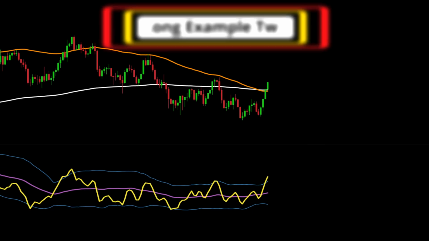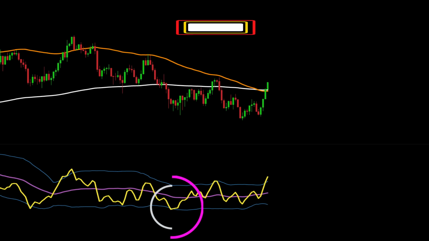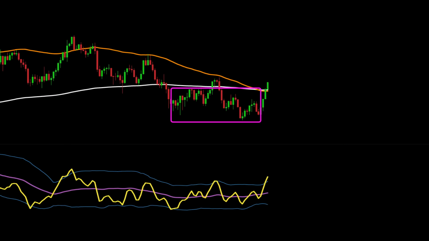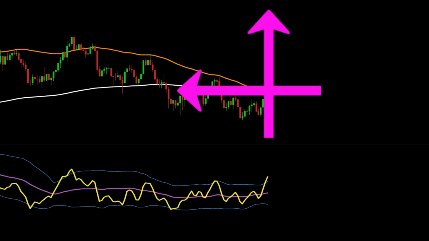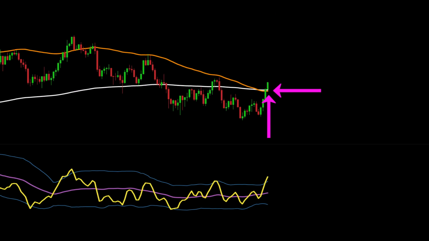I have one more long example. First, the RSI closes below the bottom of the Bollinger Band. Then, price closes below the TEMA. Next, a candle must close above both the EMA and the TEMA. Everything converges on this candle and it serves as our trigger.